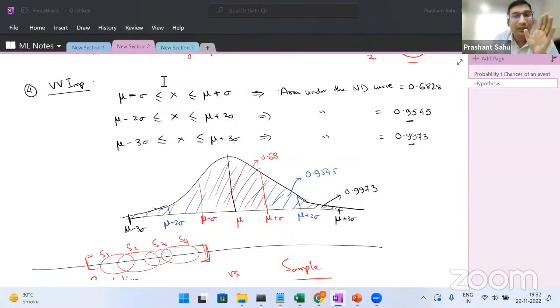Within one standard deviation, so mu is the peak, minus sigma, plus sigma, you have roughly 68% of the data points. Within 2 standard deviations of the mean, you have roughly 95% of the data points. And within 3 standard deviations, we are covering almost 99.7% of the data points. So these are all the standard properties of a normal distribution.